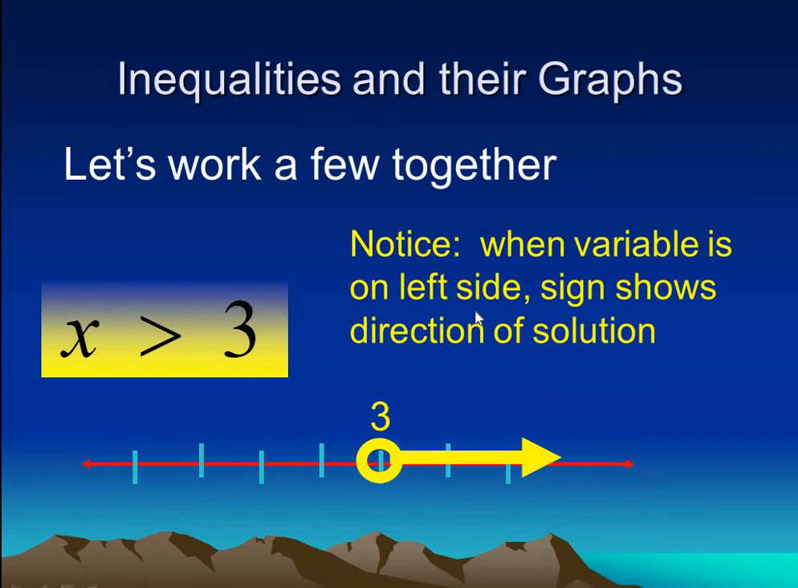When the variable is on the left side, the sign shows the direction of the solution. Exactly. Now here, I'm talking about variables that are more than 3. So I will put my circle on 3, but it's open. Why? Because there is no equal sign here. So I will put an open circle, not a colored circle, on 3. Then I will draw an arrow that tells me that all of the numbers above 3 are solutions for my inequality. I have many solutions for my inequality.